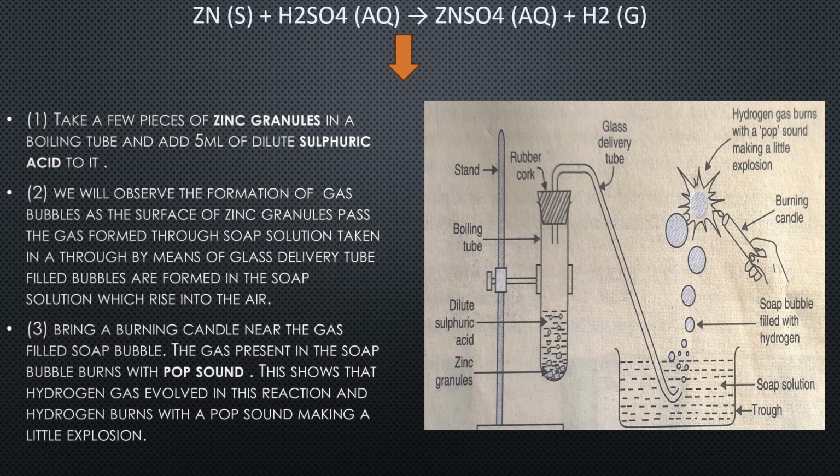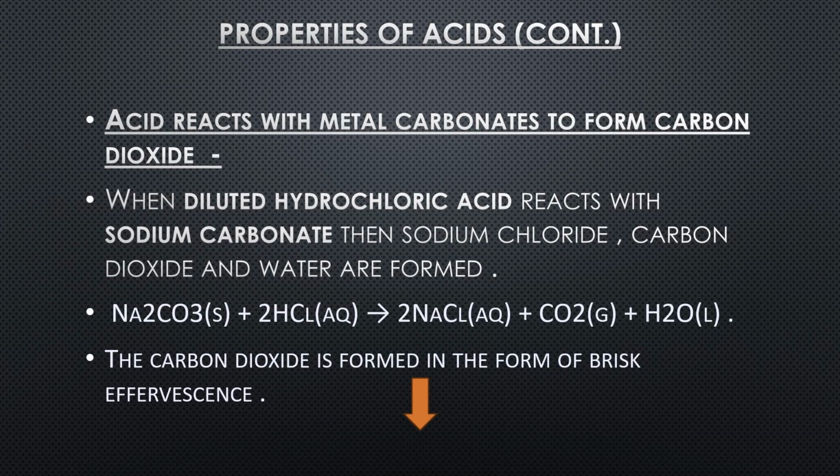Now next is acid reacts with metal carbonates to form carbon dioxide. When dilute hydrochloric acid reacts with sodium carbonate, then sodium chloride, carbon dioxide and water are formed. See the reaction on the screen. Na2CO3 is sodium carbonate. It reacts with HCl, hydrochloric acid, forms NaCl, that is sodium chloride, plus CO2, carbon dioxide, plus H2O, that is water. The carbon dioxide is formed in the form of brisk effervescence.